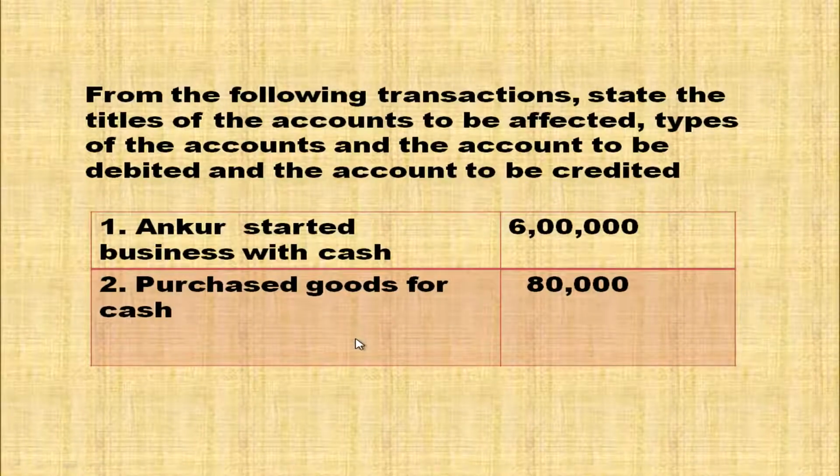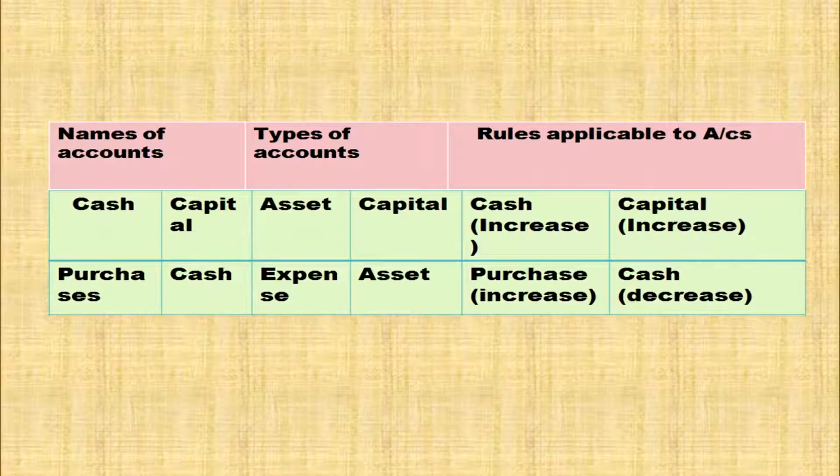Second transaction, purchased goods for cash, rupees 80,000. Name of the accounts that are affected, purchases account and cash account. Purchases is an expense and cash is an asset. Purchases being an expense, its rule is when expense is increased, it is debited. So, purchases account is debited.